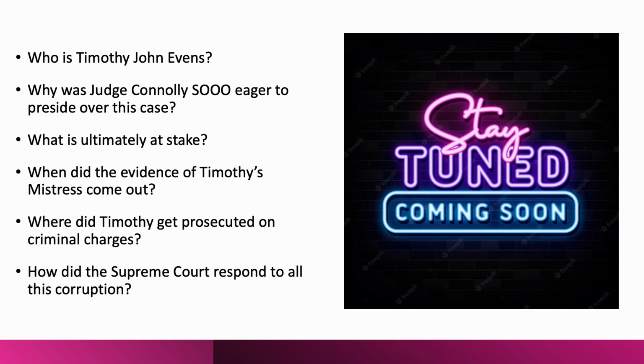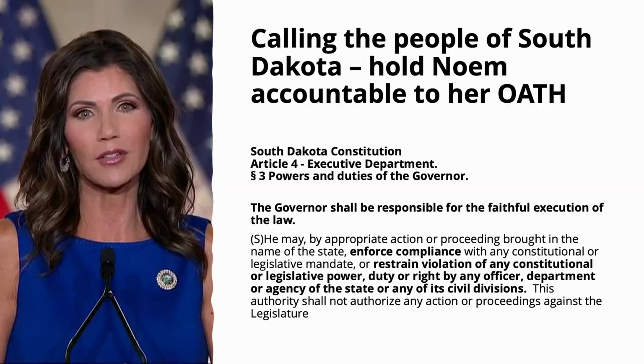When did the evidence of Timothy's mistress come out? What else was involved in this divorce case? Where did Timothy get prosecuted on criminal charges? What happened previously in Montana, where Timothy was so scared to file a divorce action in the state of Montana? And then finally, how did the Supreme Court respond to all of this corruption? What do you think Justice Gilbertson and Justice Johnson did? Spoiler alert, they're in on the bribery and dysfunction.